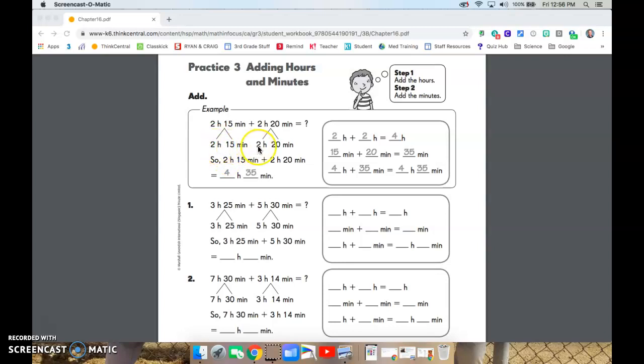Well, we have 2 hours and 2 hours. As you can see, there is 4 hours. 15 minutes and 20 minutes is 35 minutes. So, our answer is 4 hours and 35 minutes.